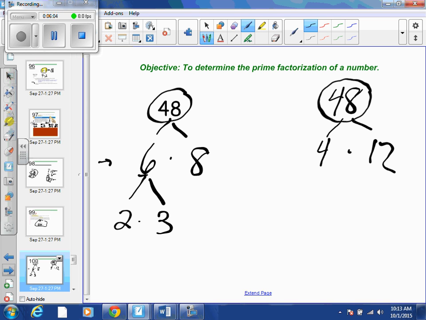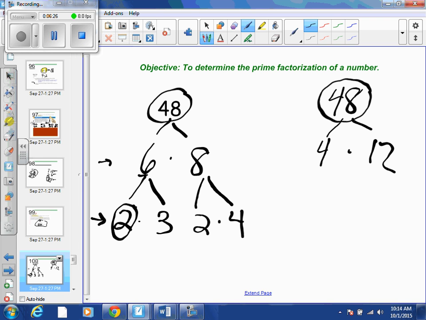Okay? Now we're going to break down 8. 8 is composite. So 8, let's do 2 times 4. Smaller numbers to the left. Okay. So now we're going to look at our next row of factors. Let's start with 2. Here's my 2. Can I break that down? I cannot. 2 is prime, so I'm going to circle it.